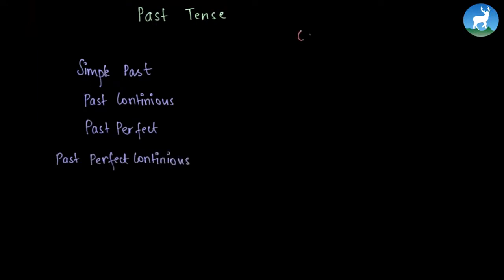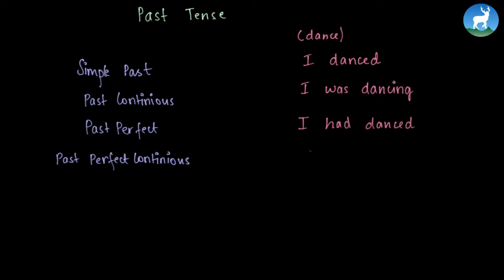Suppose we take a verb, dance. The simple past tense of dance is danced, I danced. The past continuous will be I was dancing. Past perfect tense is I had danced. And the past perfect continuous tense says I had been dancing. Today, in this class, we will see when to use which form of past tense. So let's begin. First, we will look at simple past tense.